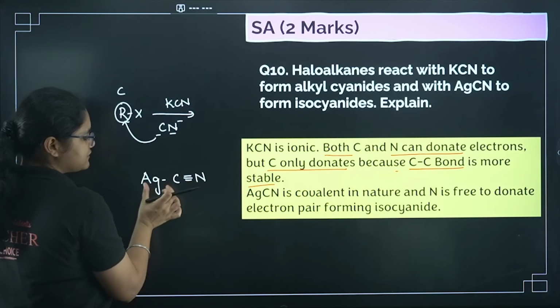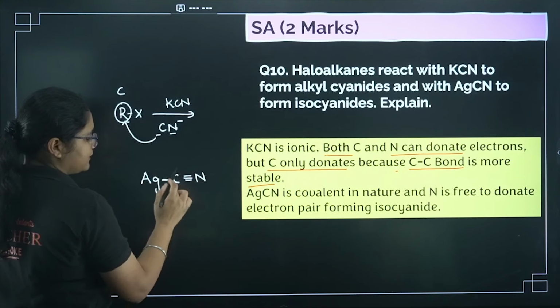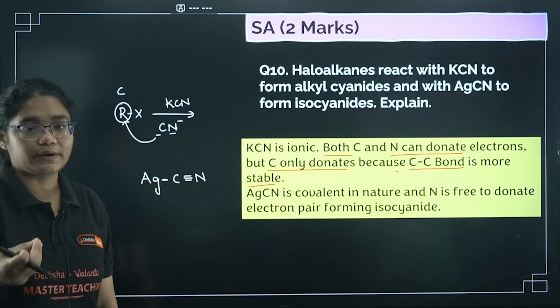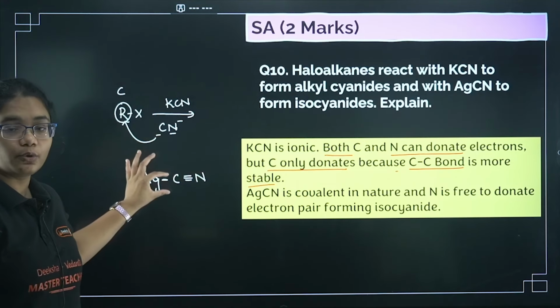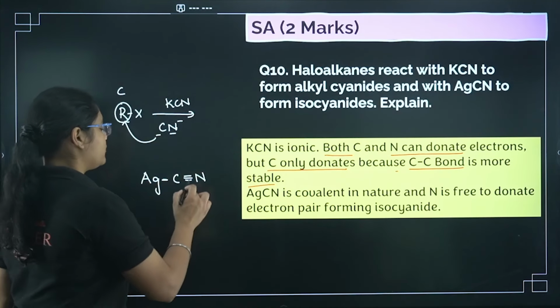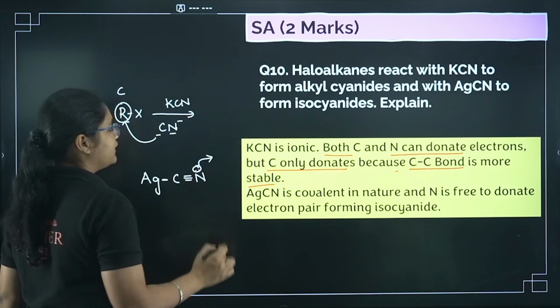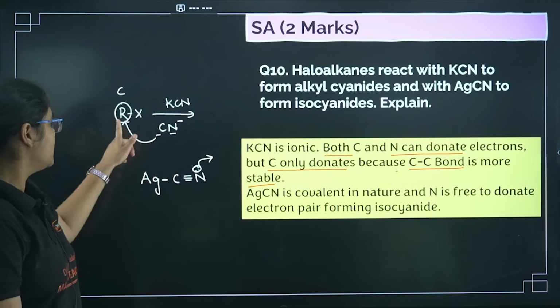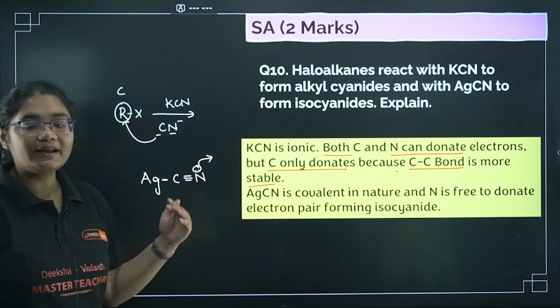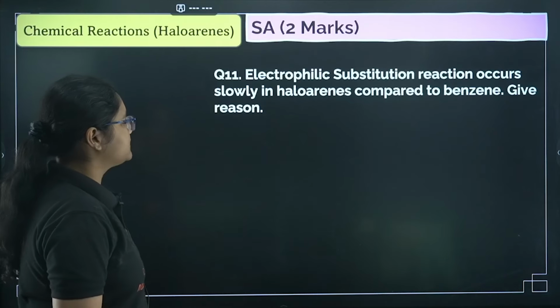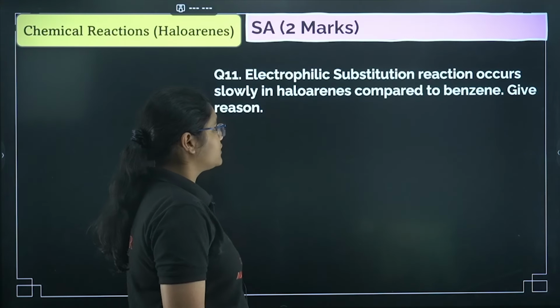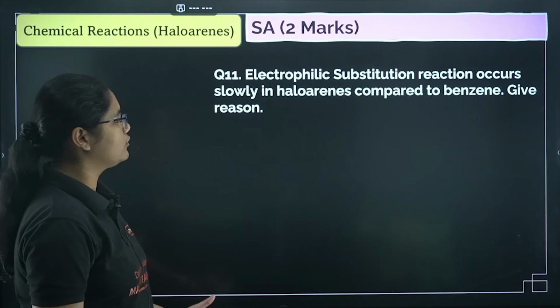Okay, now when this bond is covalent, this carbon does not have any electron to donate. It is not free. But nitrogen has the lone pair which can donate the electrons and can form bonds with the carbon. So here we get RNC. Okay. Next is electrophilic substitution reactions occur slowly in haloarenes compared to benzenes.